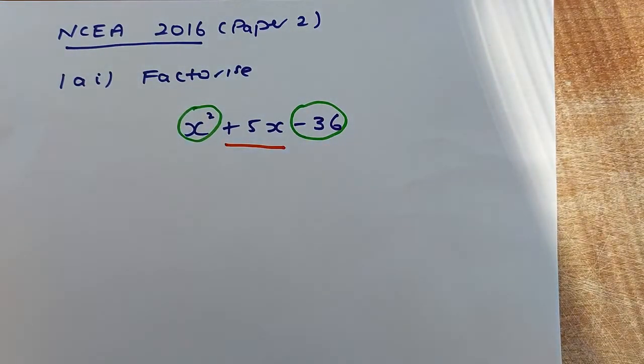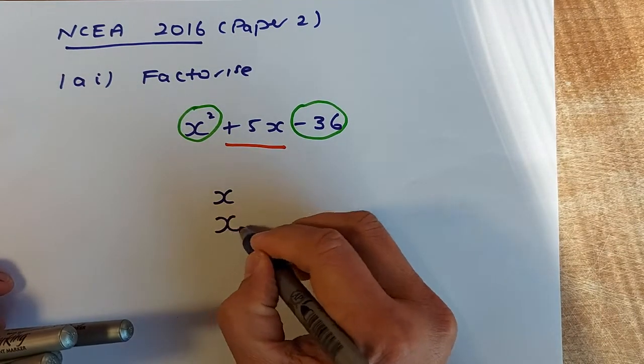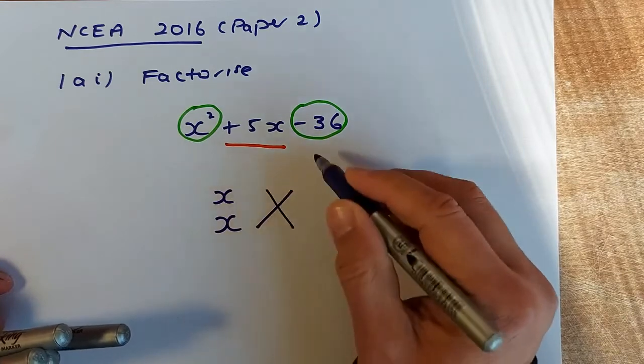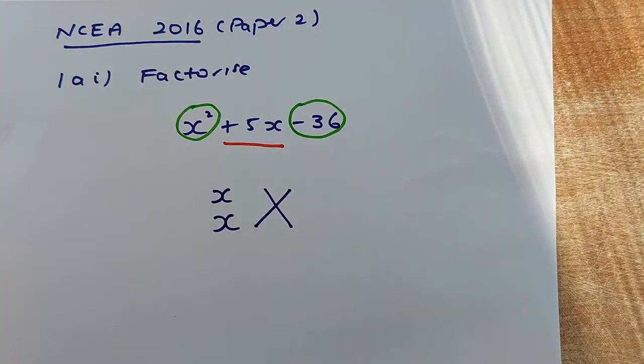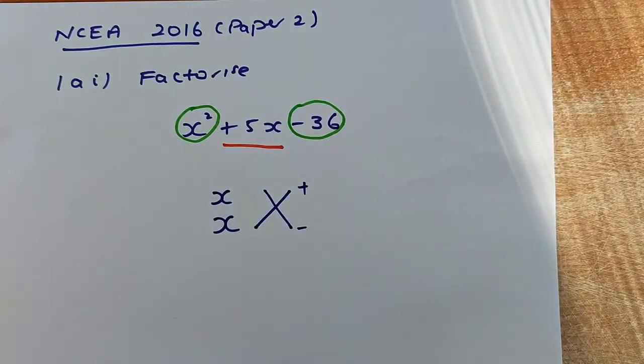So again, x squared is simple. You are going to put x and x. The factors of -36: one has to be positive, one has to be negative, because to get a negative answer when you multiply them, we have 1 positive and 1 negative number. So now it's a bit tricky. Your job is to find 2 numbers that multiply to give you 36. There are many: 2 and 18, 6 and 6, 4 and 9, and so forth.